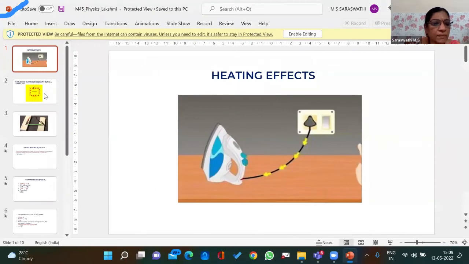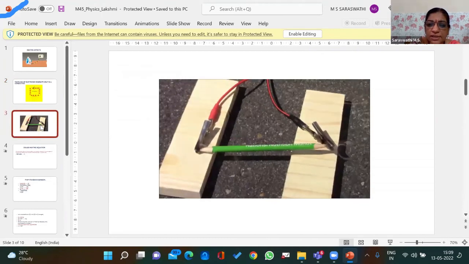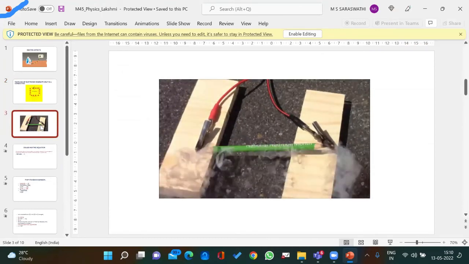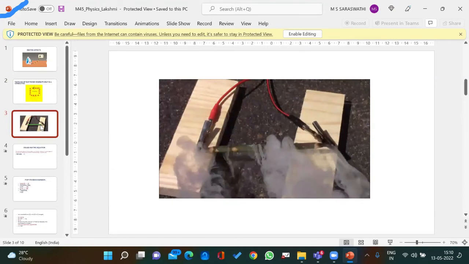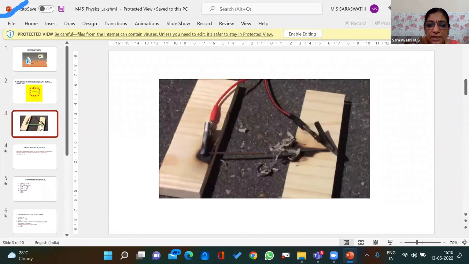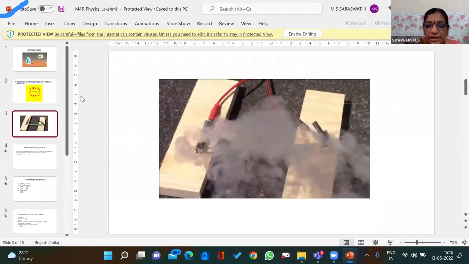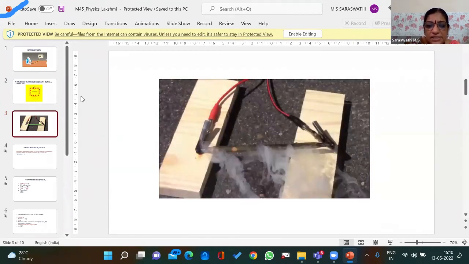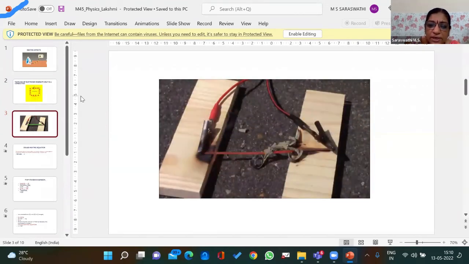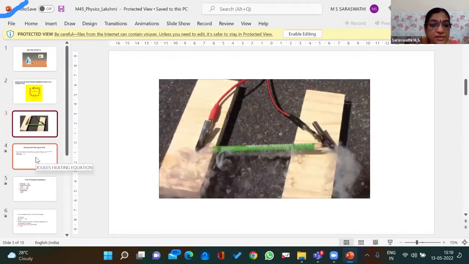Next topic is heating effect of electric current. The flow of electrons generates heat in the conductor, isn't it? Why? Because of the resistance. There is an activity here. The heat that is produced is enough to even burn a pencil. So much heat is produced. Why is it burning? Because of the graphite. The graphite, a good conductor, offers resistance and converts electrical energy to heat energy, which burns the pencil, which is made of wood.